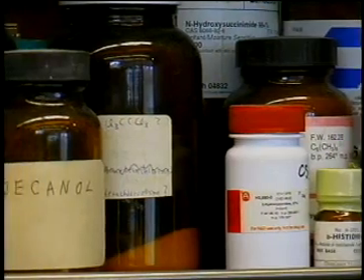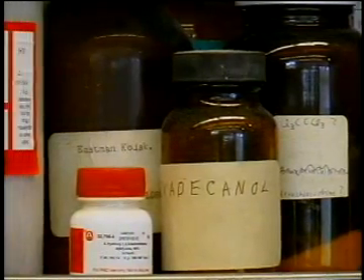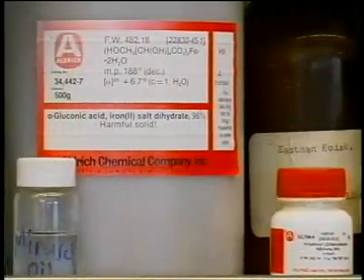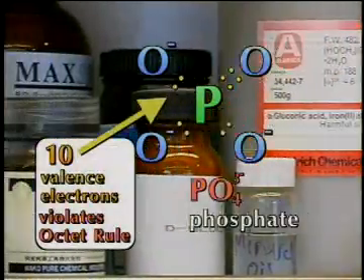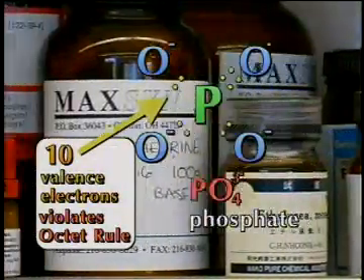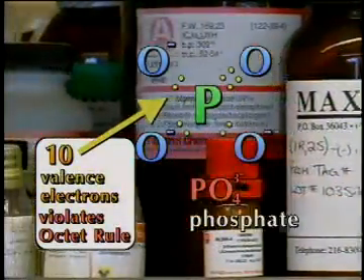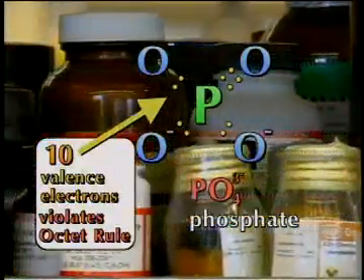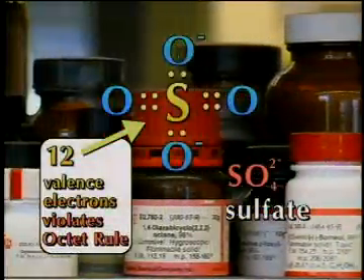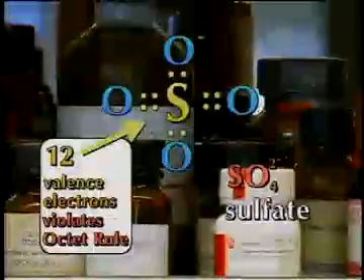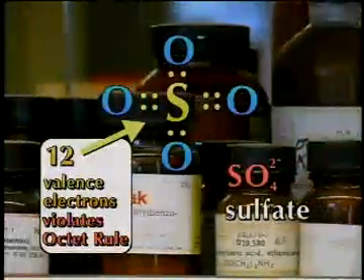Although the octet rule predicts the structural formulas for millions of molecules, there are many exceptions. Some atoms, particularly those elements that are beyond the second row in the periodic table, often form bonds that have an irregular number of electrons in the valence energy level. This is true of phosphorus and sulfur.